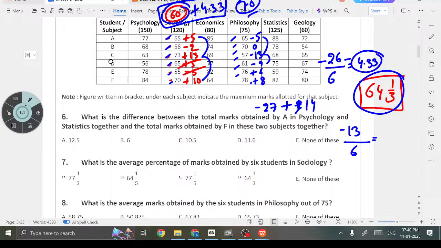You will get about 2.166, something like that. So to this 70, you add this 2.166, so this is going to be the average, which is 72.166. Acha, minus आया है. Sorry. It is minus, so 70 minus 2.166, which is equal to 67.83. Okay, this is the answer. 67.83 should be the answer.